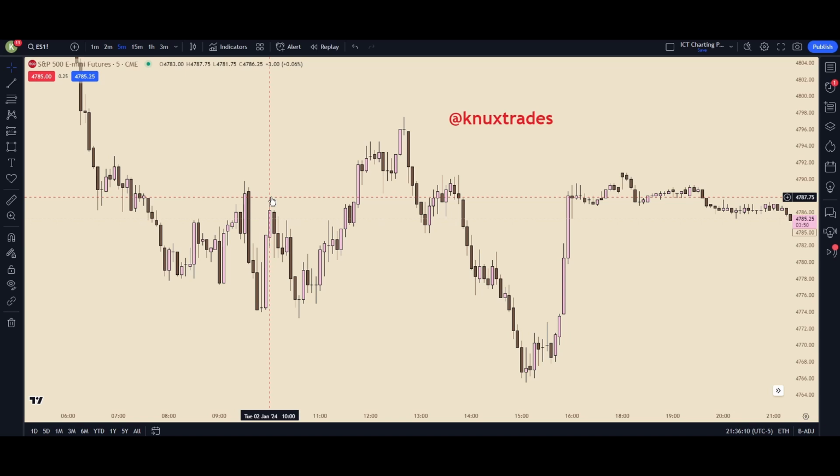And lastly, I just want to say that this is not financial advice. This is clearly just reading what is happening with price action.